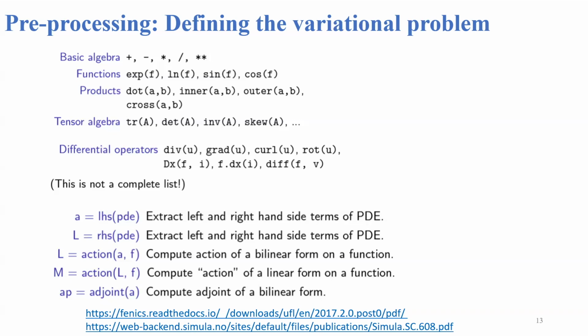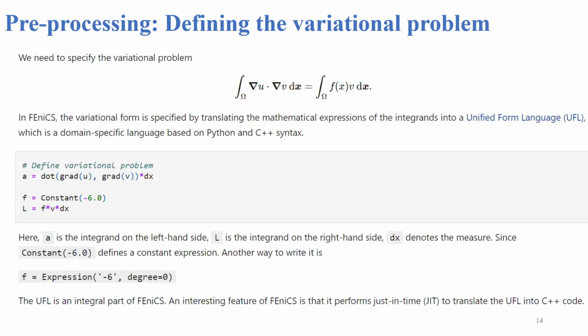There are certain usual notations. So a is the left hand side of a partial differential equation. Capital L is the right hand side, and so on. These are some well-defined notations in this setup. So we need to specify the variational problem. And in FEniCS, the variational problem is specified by translating the mathematical expression of the integrand into the Unified Form Language that we talked about, which is a domain-specific language based on Python and C++ syntax.